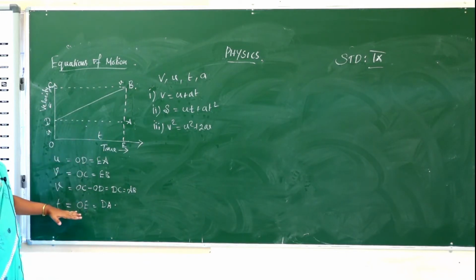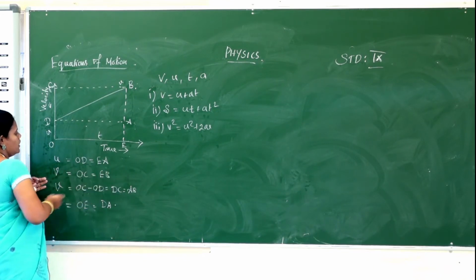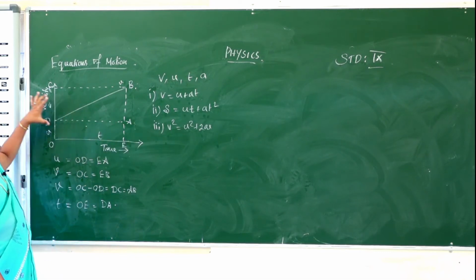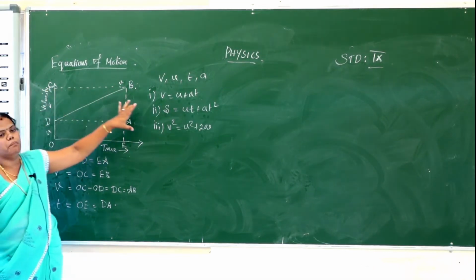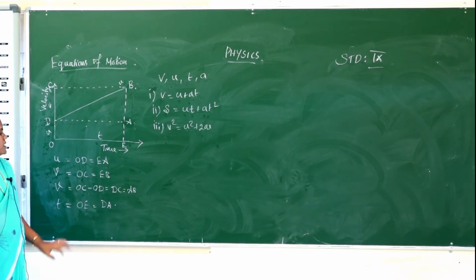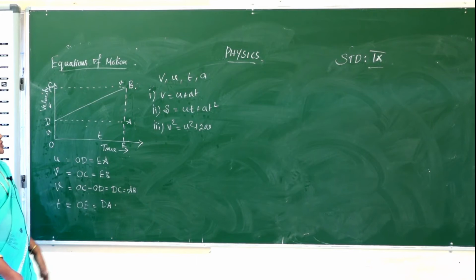First clear all the terms and then note down each term. Initial velocity is OD or AE, final velocity is CD or BA, and time is OE and DA. So first clear the three terms and then derive the three equations of motion.